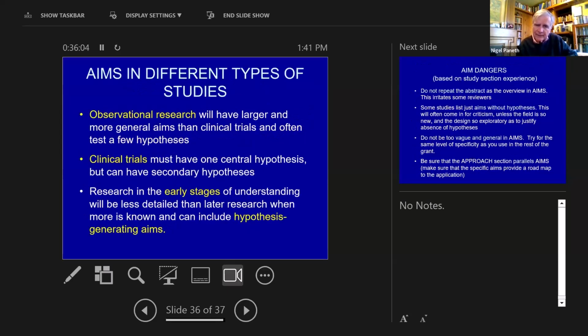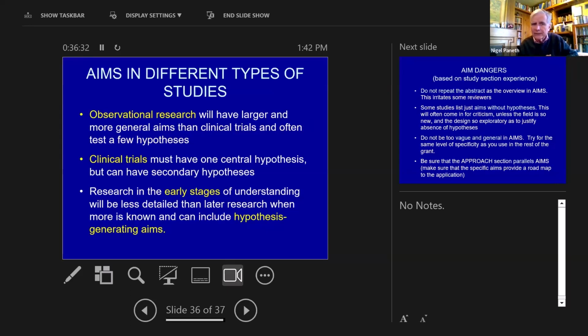Just one more thing about aims. And this really belongs under the specific aims, I think. Observational research tends to have larger and more general aims than clinical trials and often test several hypotheses. A clinical trial has to have one central hypothesis, but can have secondary hypotheses. Research in the early stages of understanding will be less detailed than in a field that's much more advanced.